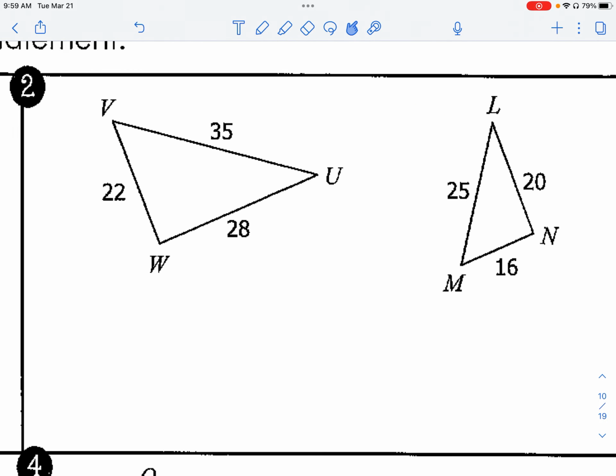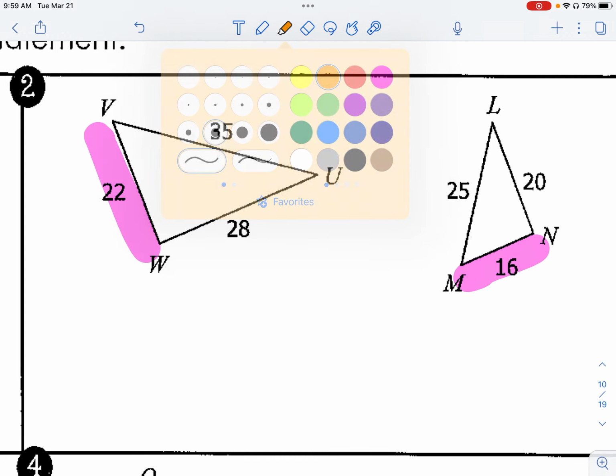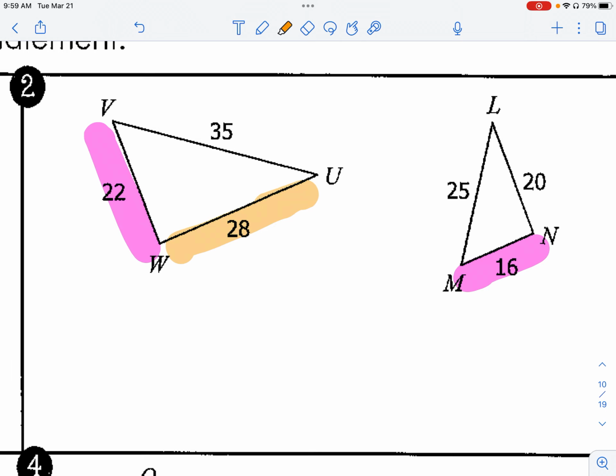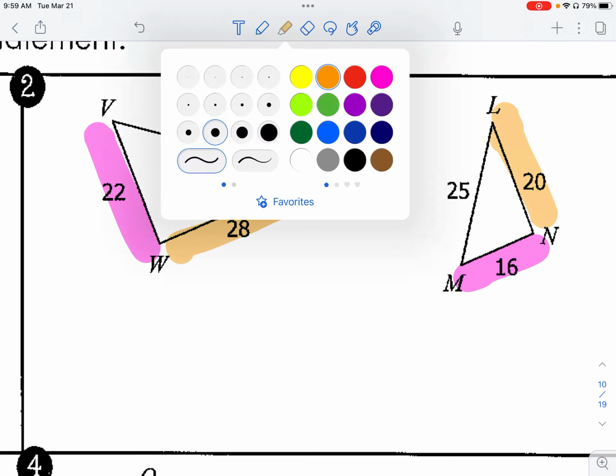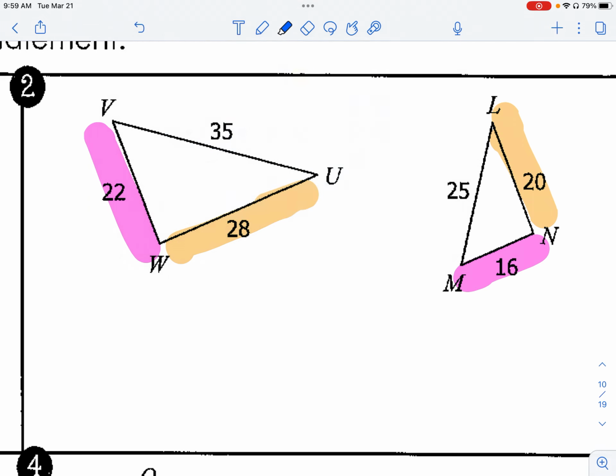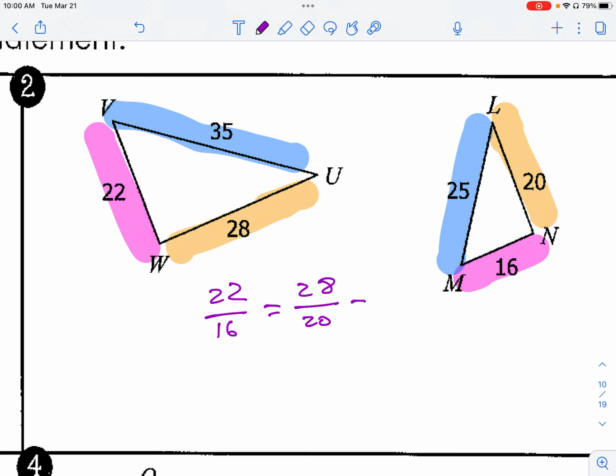Look at number 2. Number 2, all we have are sides. So let's do our sides. So we have our short side and our short side. We've got our middle side and our middle side. And then we've got our long side and our long side. Let's put these together, see what we get. 22 over 16 equals 28 over 20 equals 35 over 25.